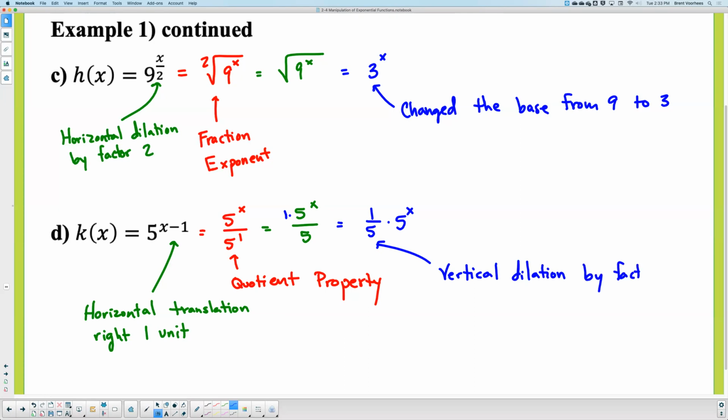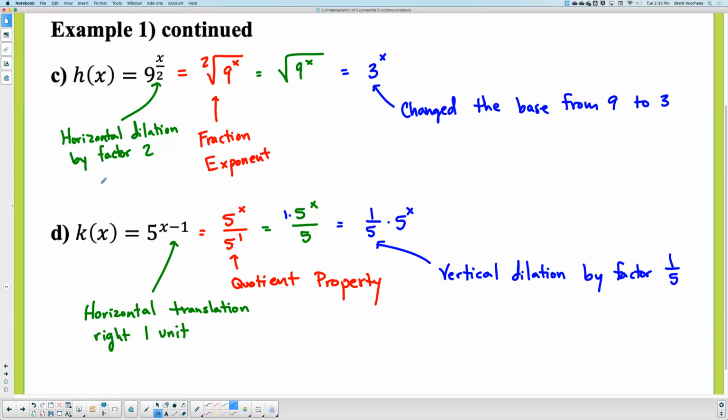Is it a liar or true teller? If it's vertical, it's a true teller. So it's by factor 1/5. So one more time, a horizontal translation becomes a vertical dilation, and a horizontal dilation becomes a change of base.